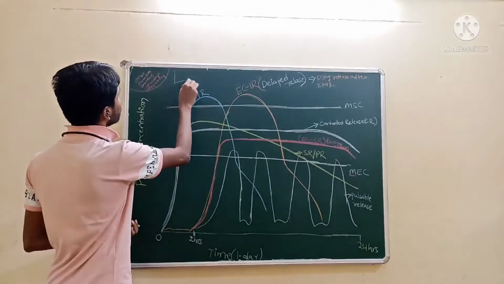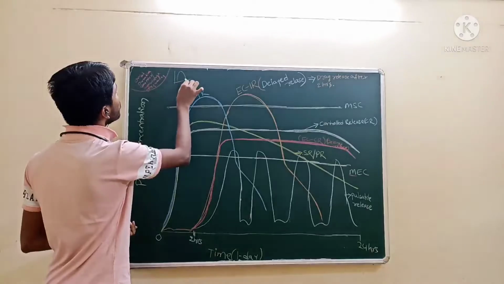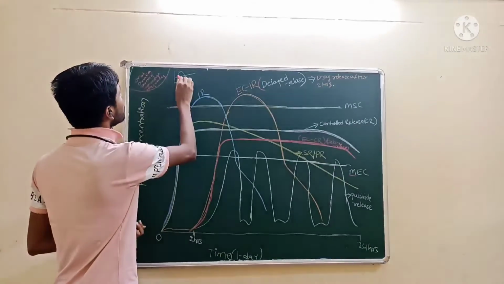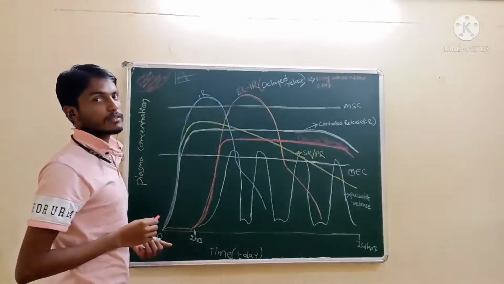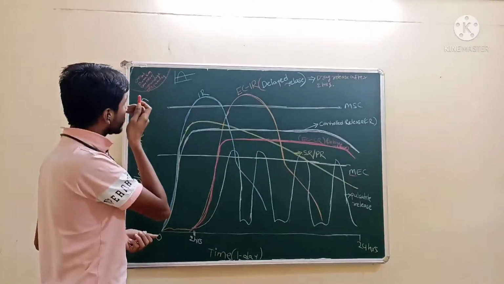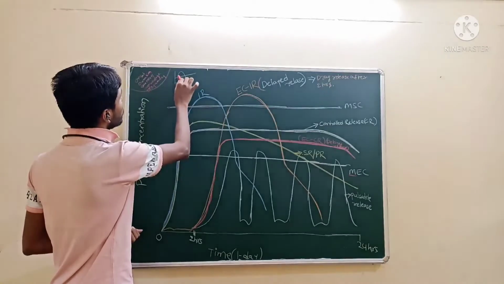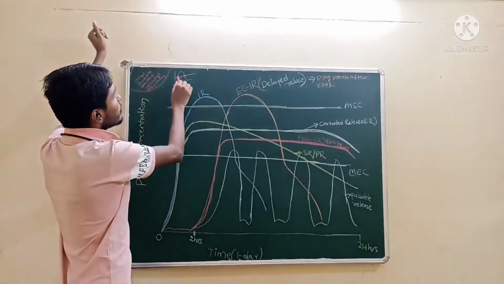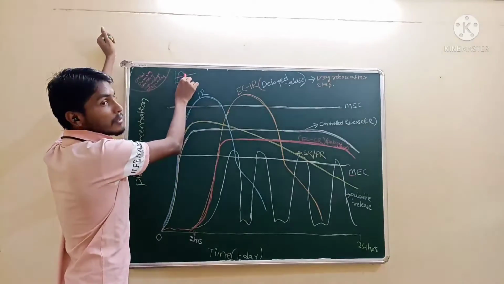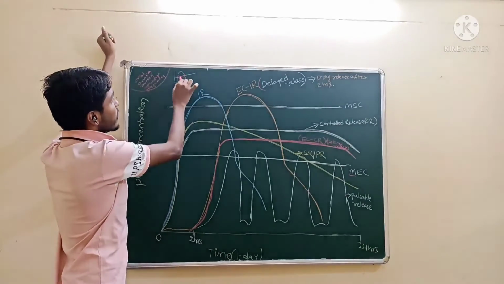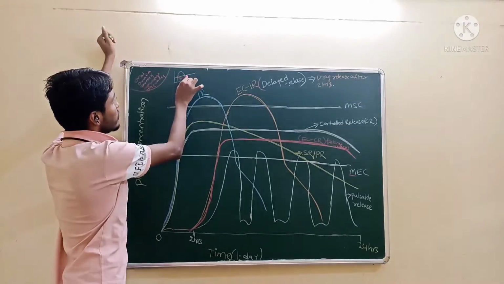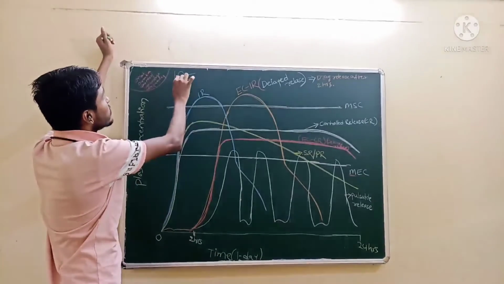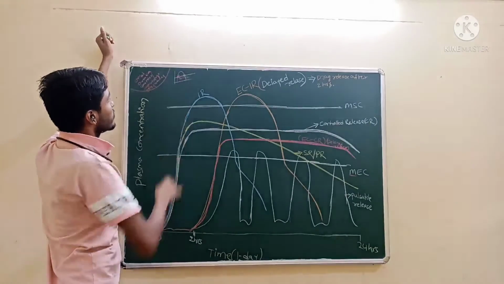Just for example, consider this graph. This point we can call the onset of action. Then from the starting of the minimum effective concentration to the ending of the minimum effective concentration we can call the duration of action. First line, this we can call the onset of action. This time period we can call the duration of action of a drug.